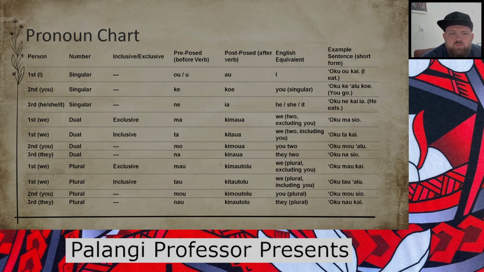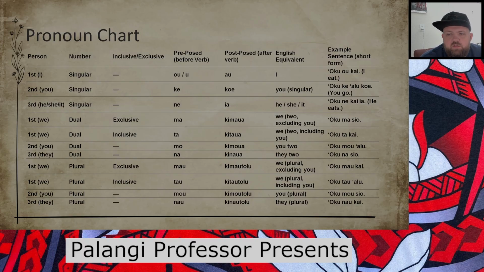For I, first person, singular, the pre-pose is going to be o or u, depending on which tense marker we use in the sentence, and we'll discuss that later. And then for me, which would be the post-pose version of it, that'd be ao. And so you can see oku okai means I eat. But if you wanted to say he eats with me, you would say oku nekai moao, or me meaning ao.